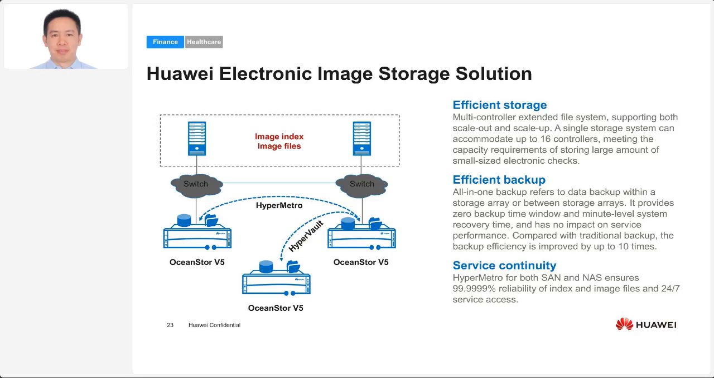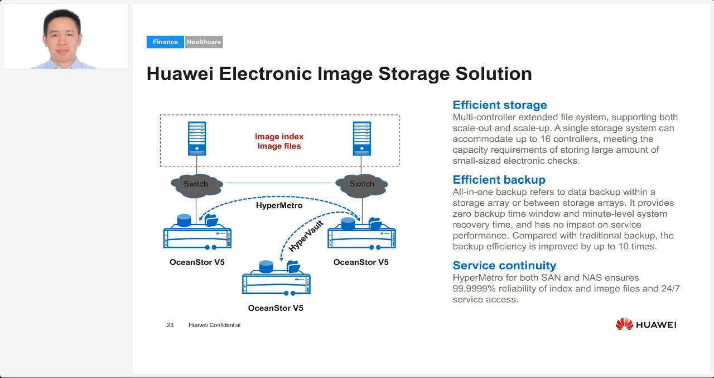We have all-in-one backup, which refers to data backup within a storage area or between storage areas. It provides a zero backup time window and a multi-level system recovery time, as I mentioned previously, with no impact on the service performance. This improves efficiency 10 times compared to the traditional backup. And there will be service continuity as well. We mentioned there will be HyperMetro for both SAN and NAS to ensure 5-9 reliability. Actually, we come with 6-9 reliability for the index and the image files, and 24/7 service access.